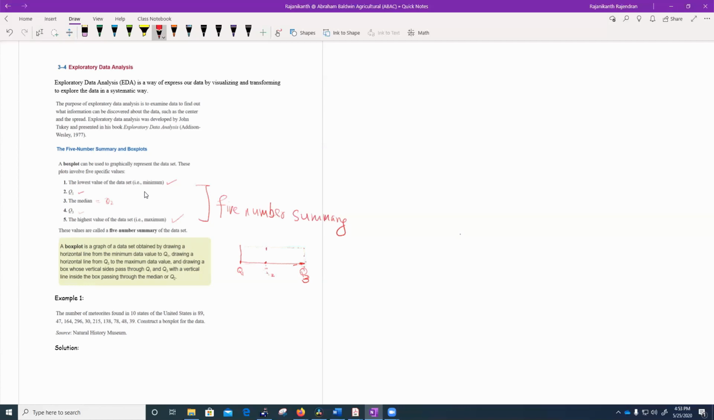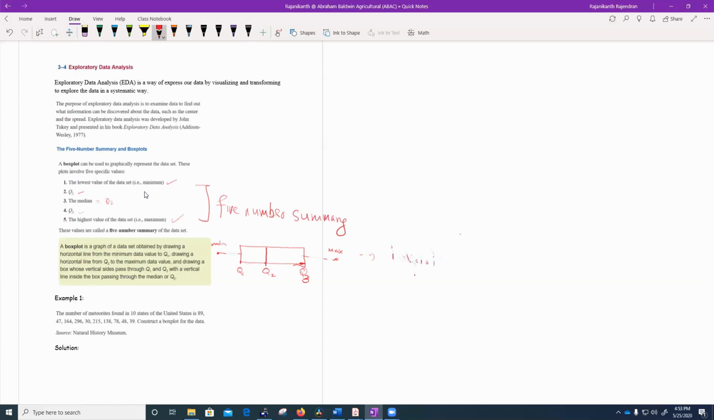Now in between that, you will find one point, which is Q2, the median. Then find the minimum value of the data set and plot it somewhere here, and find the maximum of the data set and plot it somewhere here. So this is my minimum data value, and this is my maximum data value. If you join the minimum and the maximum points with your rectangular box, this picture is called a box plot.